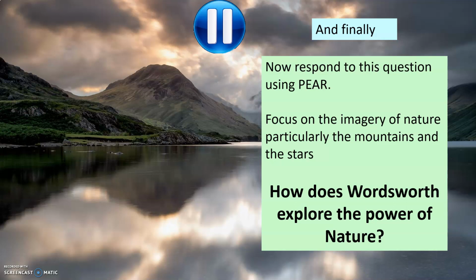And if you do yours, then in that box there I've put focus on the imagery of nature, particularly the mountains and the stars that we've talked about. So the fact that it's a huge peak, black and huge, and the impressions of black and huge, those connotations and how it shows nature in a very intimidating way.